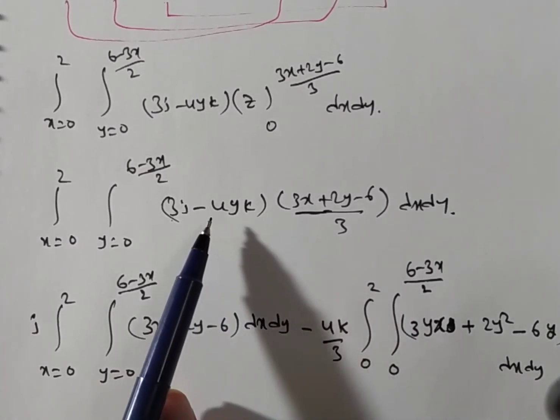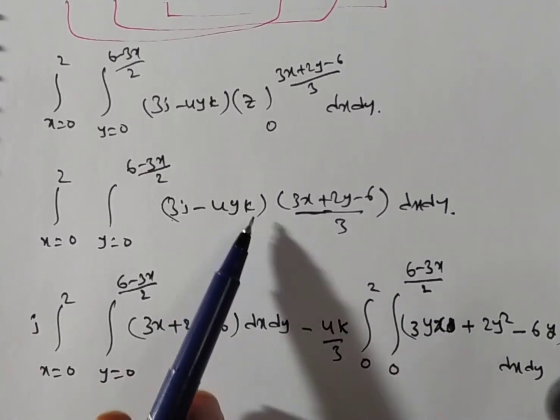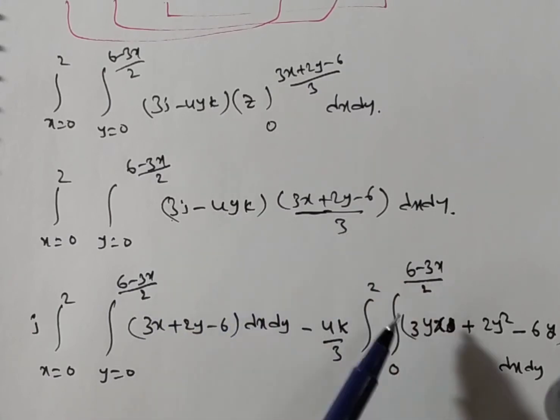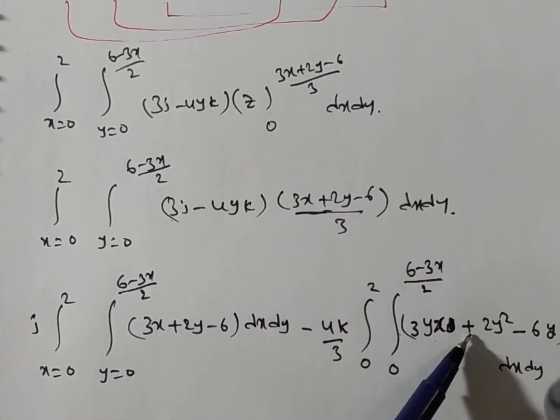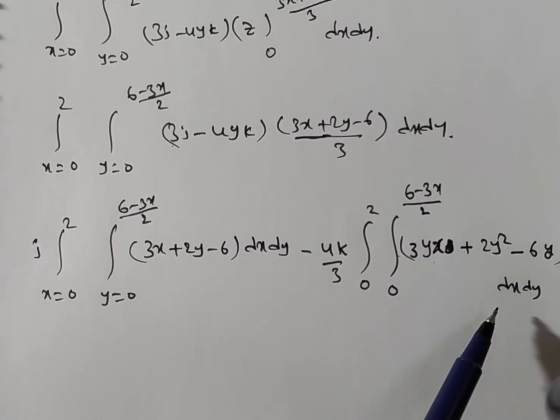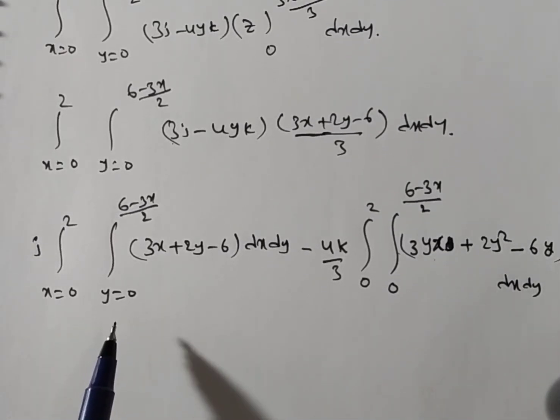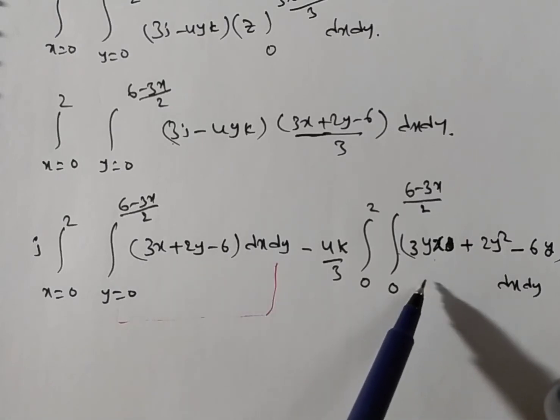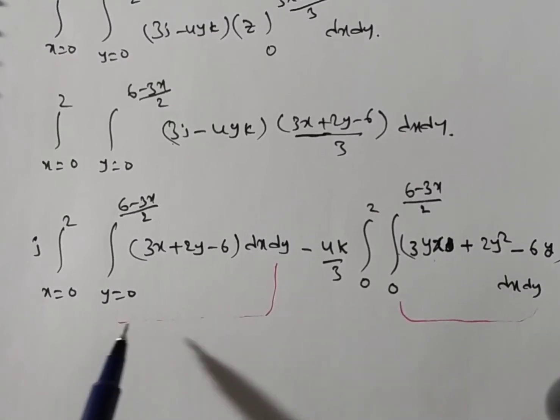Just what I have done here: minus 4 by 3 I have written outside, k also I have written outside. y into 3x means 3yx, 2y into y is 2y square, and I am keeping the minus here only. Now I have to integrate this with respect to x and y. Here y is dependent on x, so which one do we have to integrate first? With respect to y.